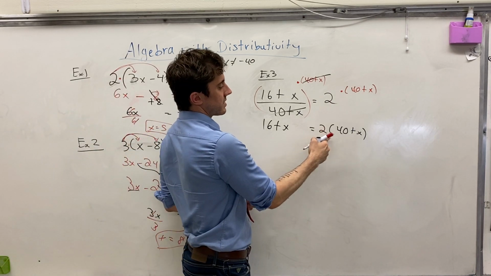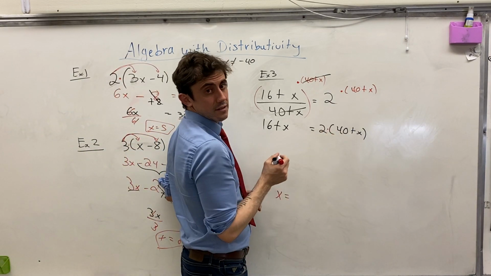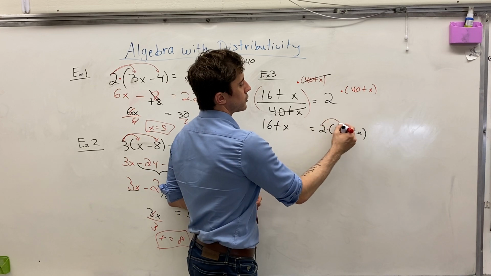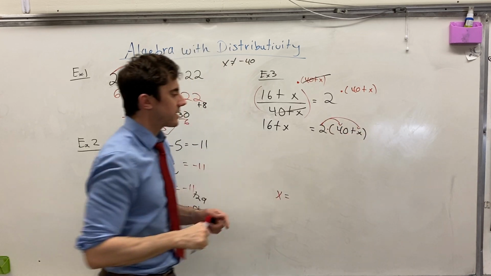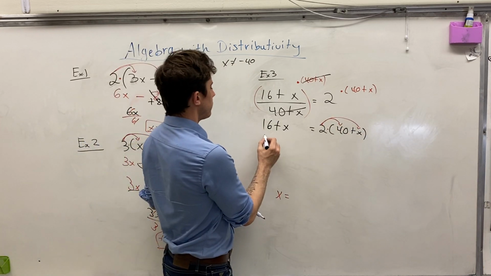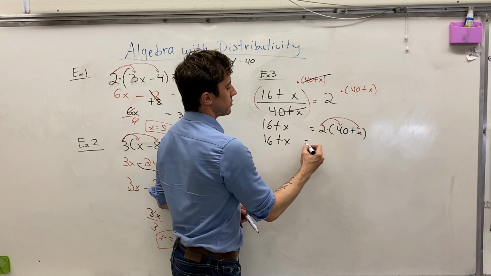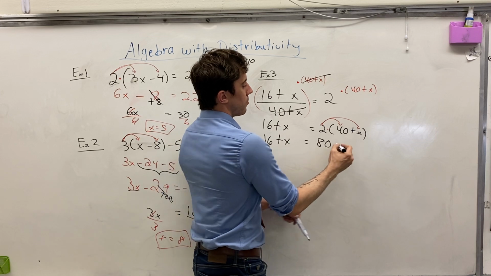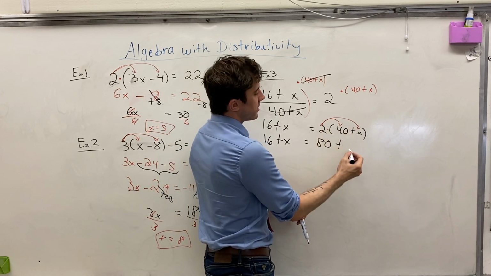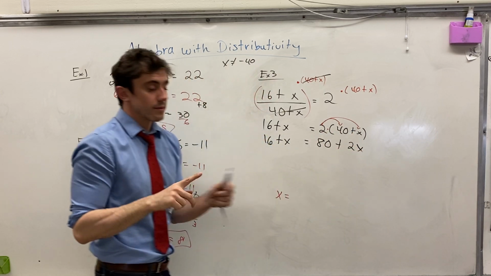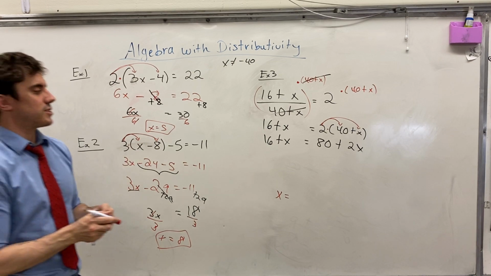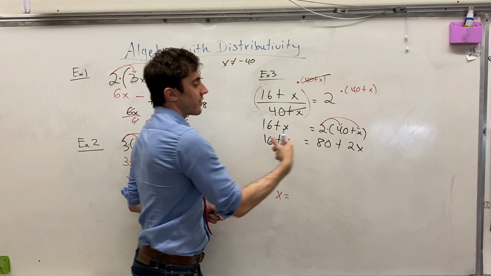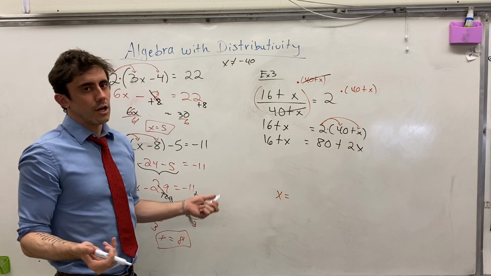So now we're going to use distributivity. The 2 is attached to the bracket, and so we implied that it was multiplication, and so the 2 multiplies each term inside the bracket one at a time, and we get 16 plus x is equal to 2 times 40, 80, plus 2 times x is simply 2x, okay? Now, again, not in grade 8, because we have x's on both sides, we have a variable term on both sides, but not too terrible to deal with.